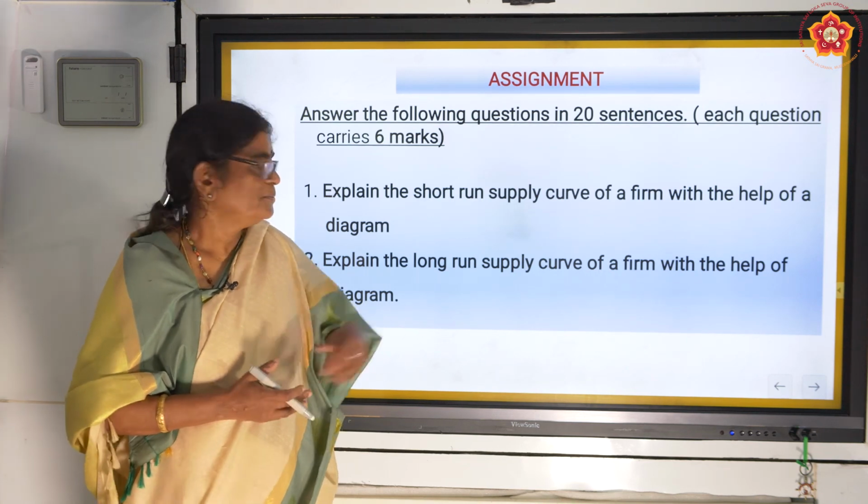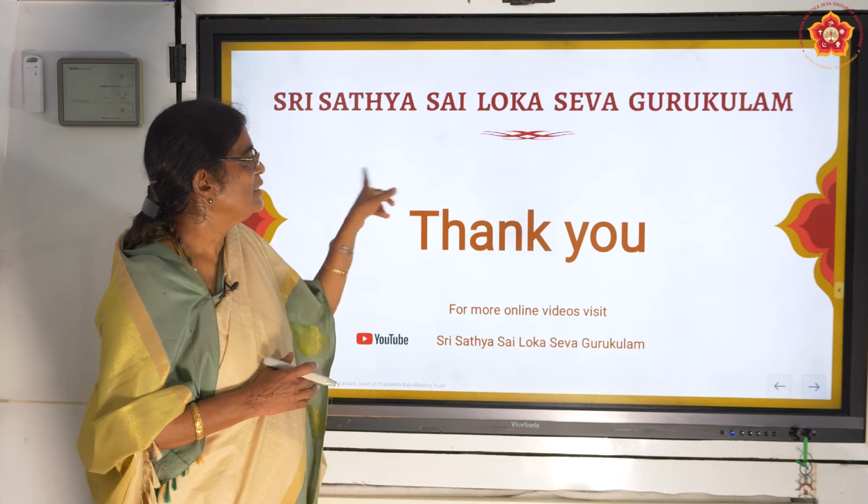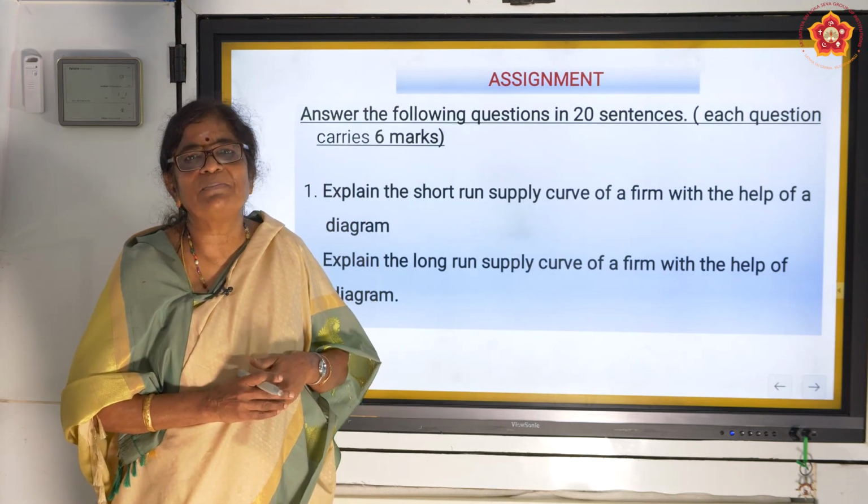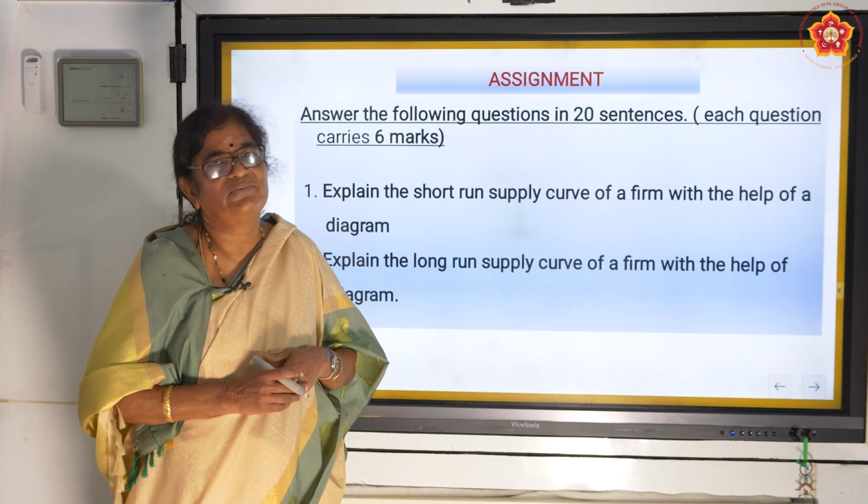And there are assignments. Those assignments I have already explained. Derive a long-run supply curve of a firm, and derive a short-run supply curve of a firm.